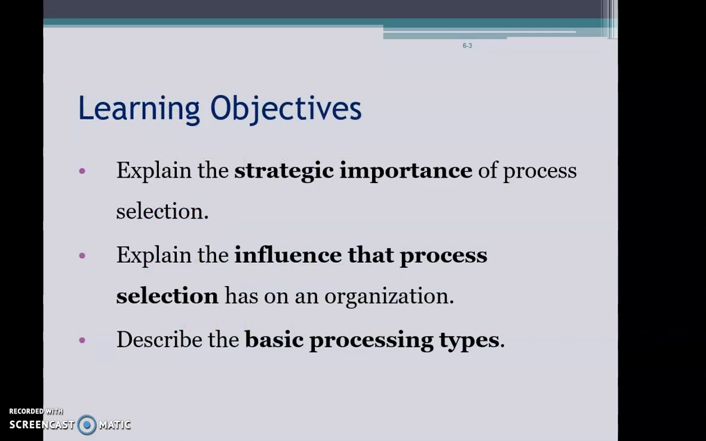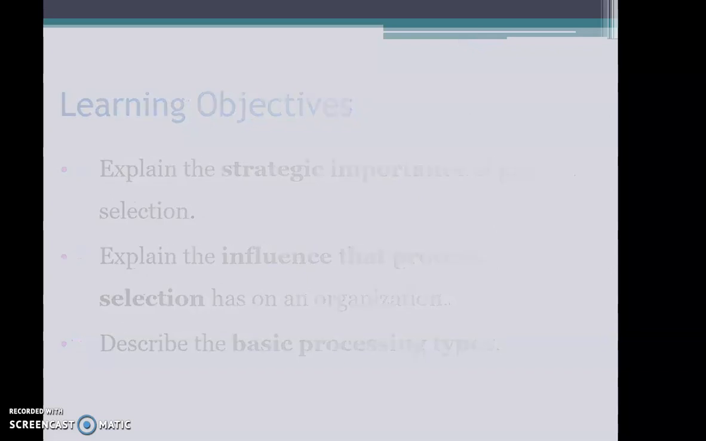And then these are the learning objectives. The first one is we need to know the strategy important for each process selection, and then the influence that the process selection has on the organization or the manufacturer. And then we're going to describe the basic processing types.